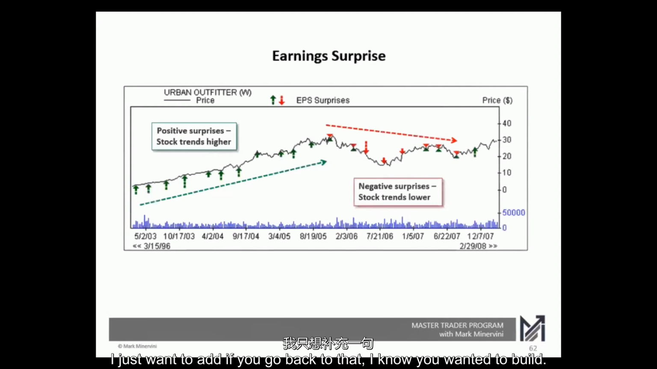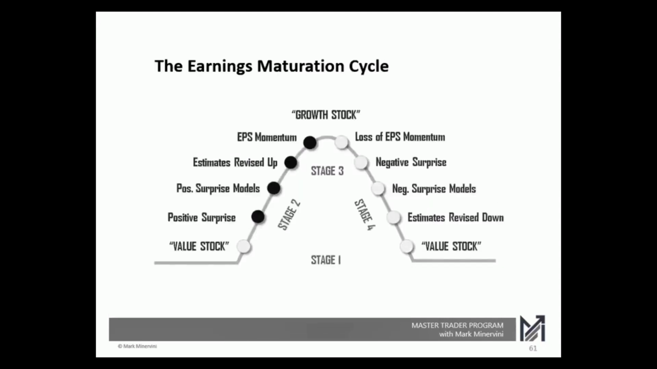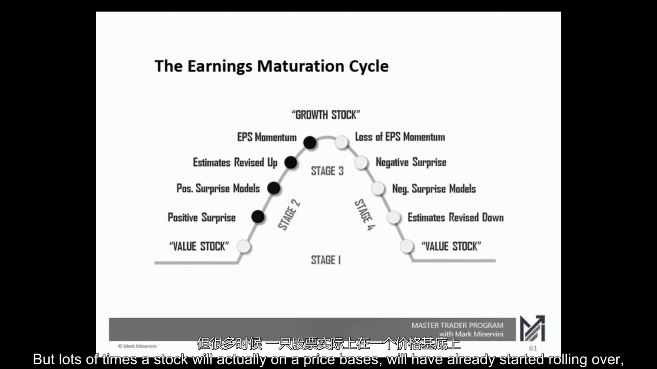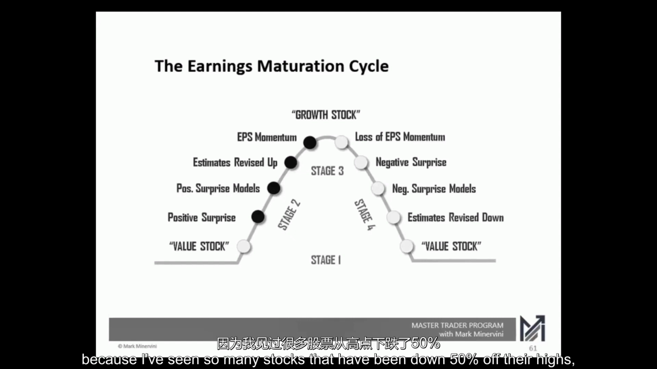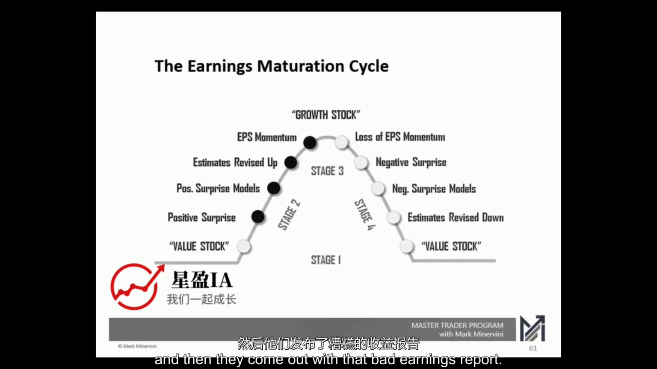I just wanted to add, if you go back to that, I know you wanted to build, and that's a great example of what's going on. But lots of times, a stock will actually, on a price basis, have already started rolling over, and even started into a downtrend before you actually start seeing that loss of EPS momentum. Because I've seen so many stocks that have been down 50% off their highs, and then they come out with that bad earnings report.